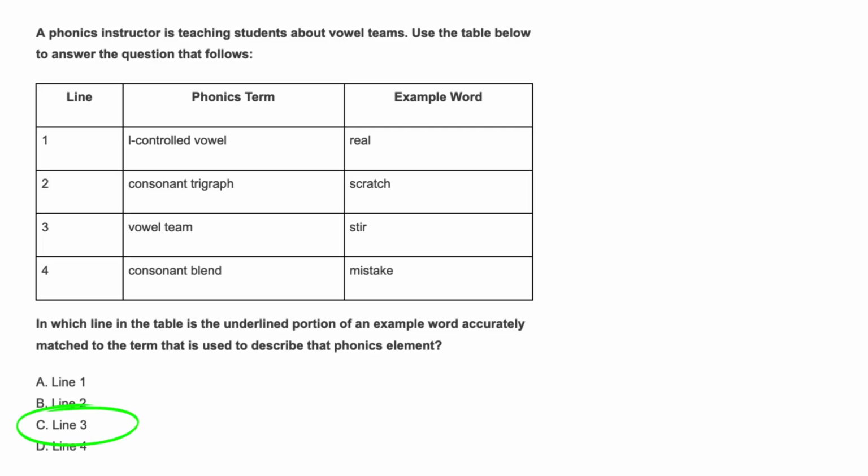The correct answer here is letter C. The underlined phonics element in the word stir, IR, is a vowel team. A vowel team, remember, is a sequence of two or more letters that represent a single vowel sound. For example, the OA in boat.